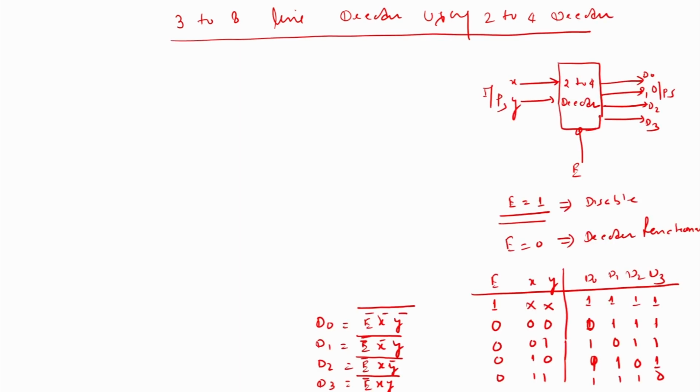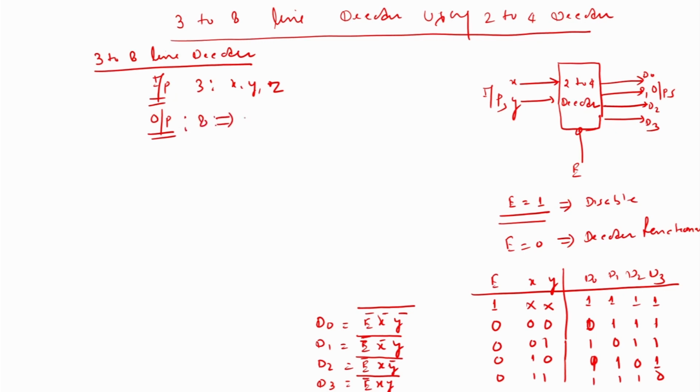3 to 8 line decoder using a 2 to 4 line decoder. How do we implement it? This is the block diagram of a 2 to 4 line decoder with enable input. In case of a 3 to 8 line decoder, there are 3 inputs named X, Y and Z, and there are 8 outputs named D0, D1 up to D7. At a time only one output line is active.